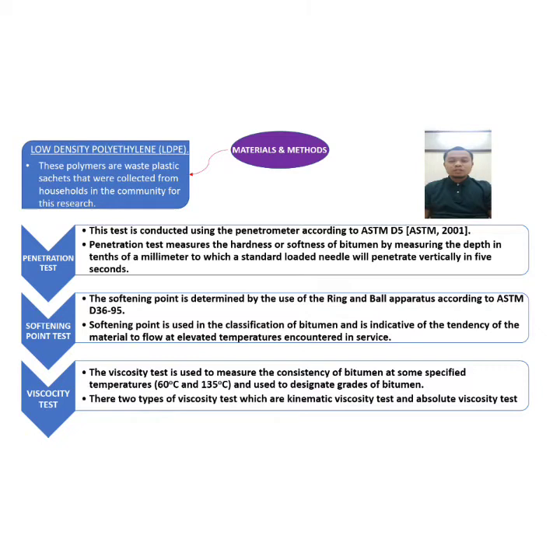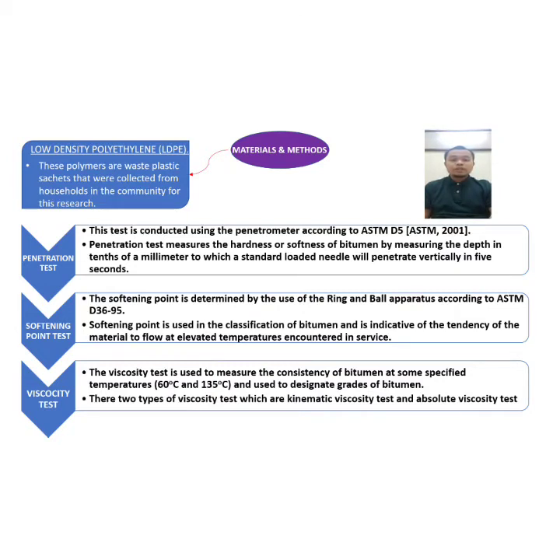Here there are three tests that have been stated. The first one is the penetration test. This test is conducted using the penetrometer according to ASTM D5. Generally, the penetration test measures the hardness or softness of bitumen by measuring the depth, in tenths of a millimeter, to which a standard loaded needle will penetrate vertically in 5 seconds. In this test, a greater penetration value indicates a softer consistency. So softer bitumen will have a higher penetration while harder bitumen will have a lower penetration.